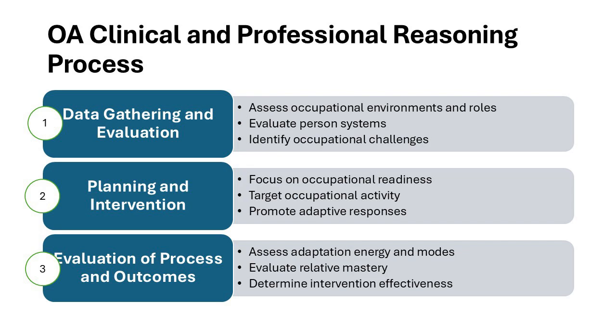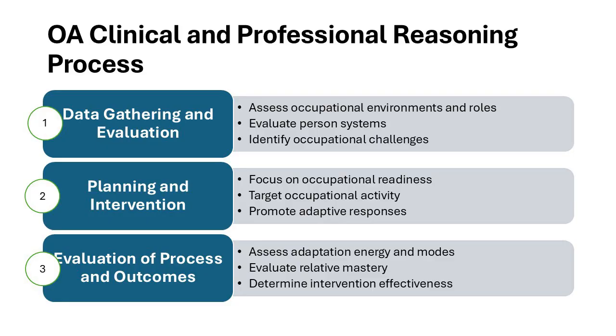And the final step. Step 3 closes the loop, evaluation of process and outcomes. Here, you're assessing things like, has their adaptive energy use shifted? Are they using more efficient secondary energy? Are their response modes changing? And crucially, evaluating their sense of relative mastery, right? That seems like the big outcome. Absolutely, and determining if the intervention is actually working based on that.